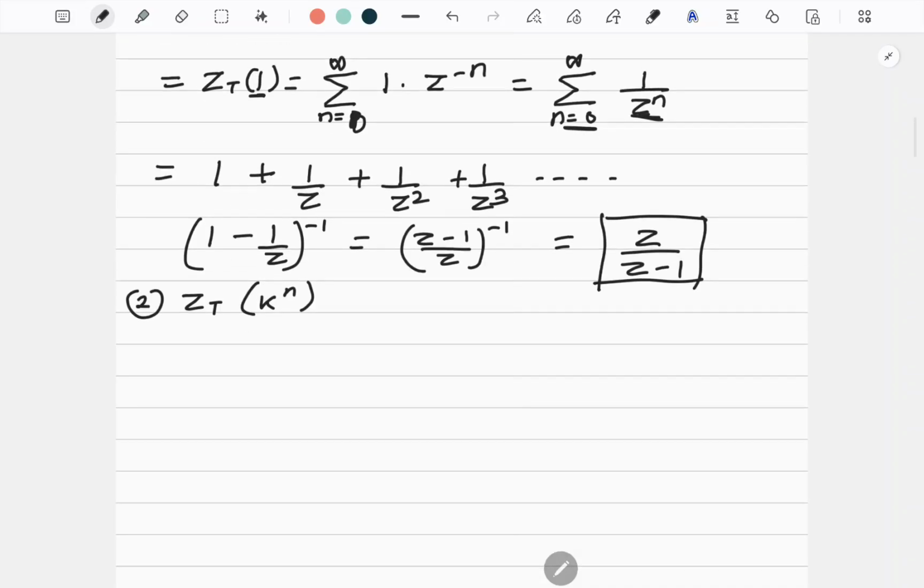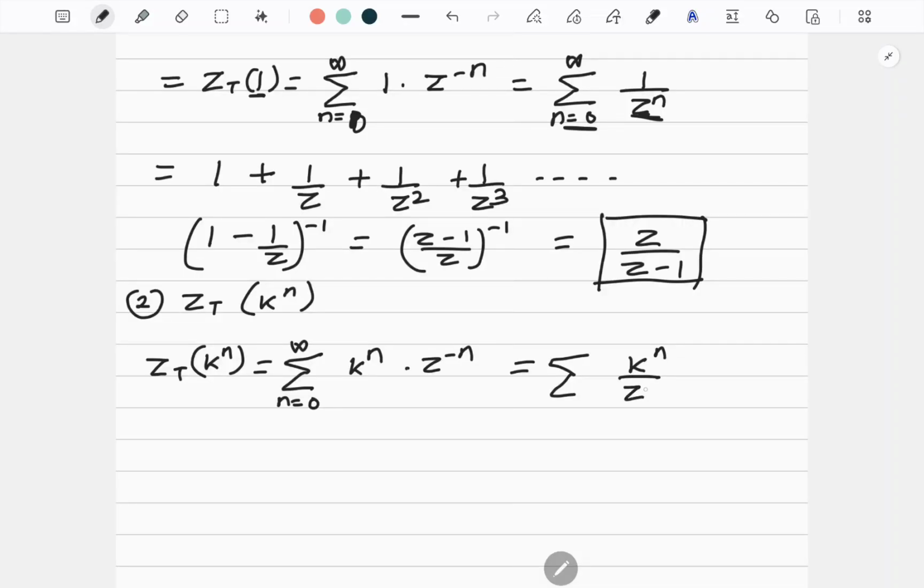Okay, now let's move to the second one. Now I want to find out the Z transform of k to the power n. Again let us apply the formula first. Z transform of k to the power n is equal to summation n equal to 0 to infinity, u(n) is k to the power n, and z to the power minus n. Can I rewrite it as summation of k to the power n upon z to the power n, with n from 0 to infinity?